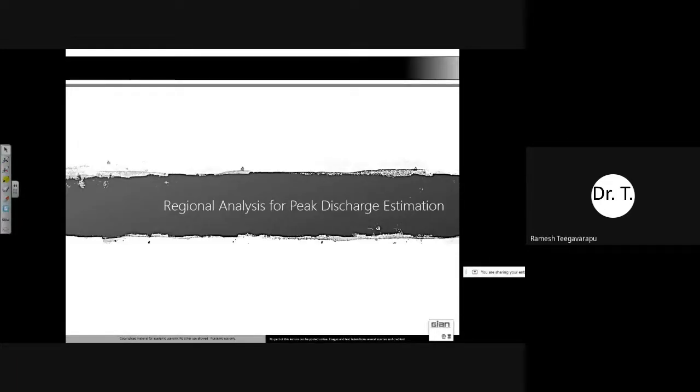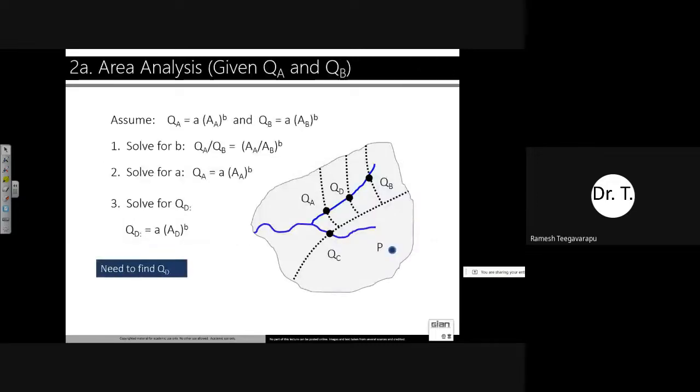Let's go quickly to the regional analysis of peak discharge we were talking about. So if you're interested in QA or QB, they can be related based on areas. Once QA and QB are related by areas, of course, you can solve for A and B regression coefficients. You can actually solve for QD by just applying the same coefficients but changing the area of the watershed to that of D. That can be done.